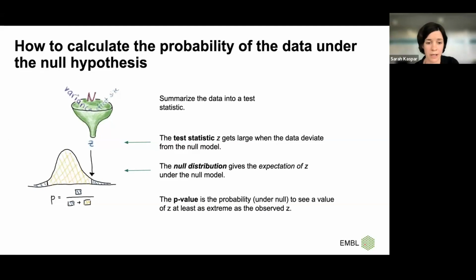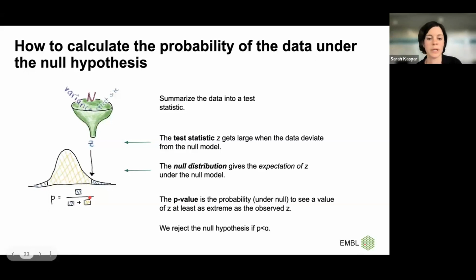Finally, we get a p-value by comparing Z to the null distribution. So the p-value is the probability under the null to see a value of Z at least as extreme as the observed Z. And to show you what we do graphically here is that we compare the tails, the extremes of the distribution that are larger than Z to the overall area of the distribution.